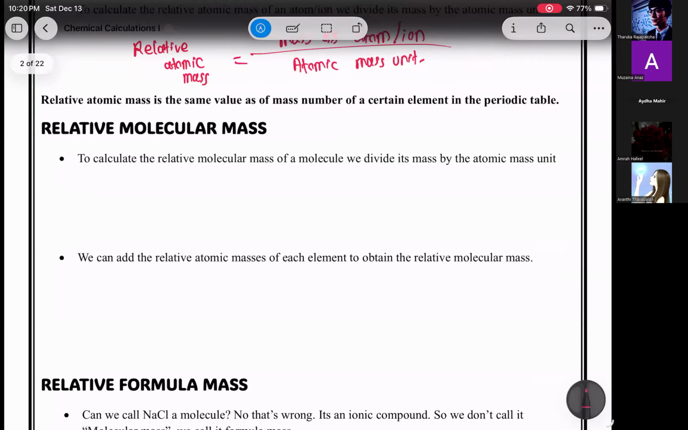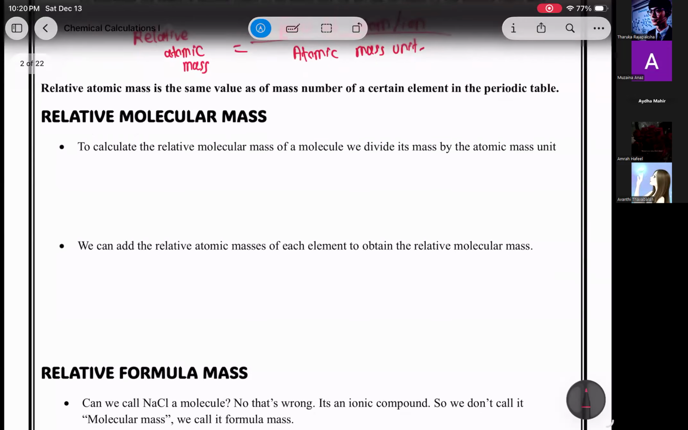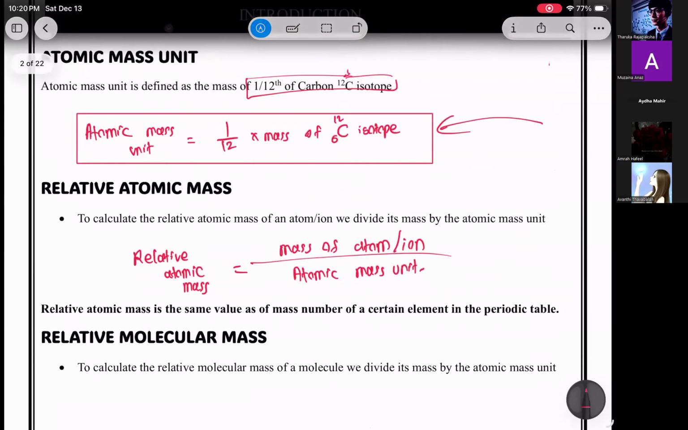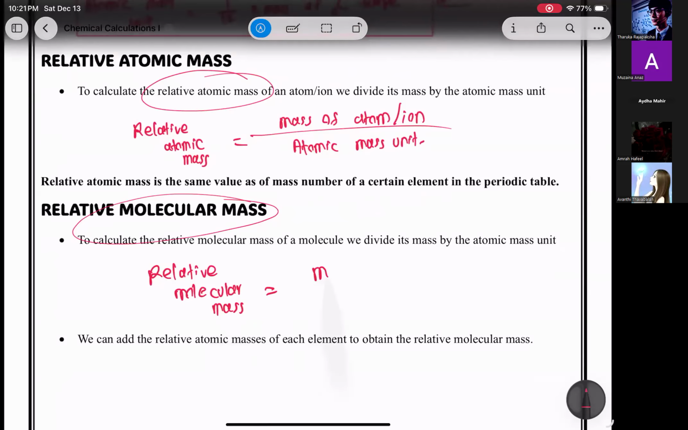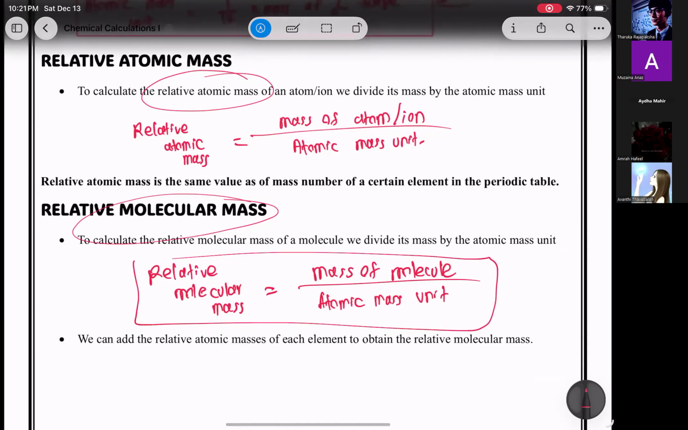The next one, people, relative molecular mass. Now, this is relative atomic mass and this is relative molecular mass. So, this is the mass of the molecule divided by the atomic mass unit. Easy, right? Relative molecular mass. Very basic concepts. These things you learn when you just come into A levels. Mass of molecule divided by atomic mass unit. Okay, my letters are ugly, people, don't worry.